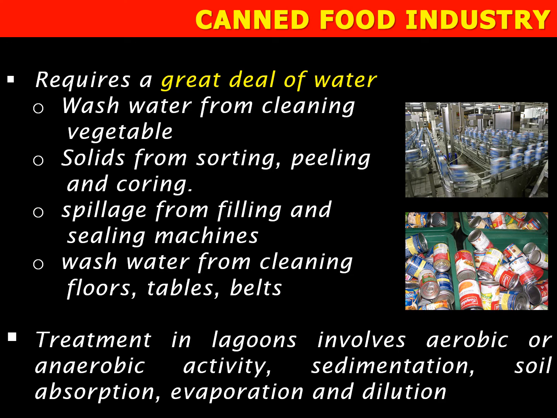Canned food industry. This industry requires a great deal of water. Wash water from cleaning vegetables. Solids from sorting, peeling and coring. Spillage from filling and sealing machines. Wash water from cleaning floors, tables, belts. Treatment in lagoons involves aerobic or anaerobic activity, sedimentation, soil absorption, evaporation and dilution. That is some examples of what waste is created by specific industries.